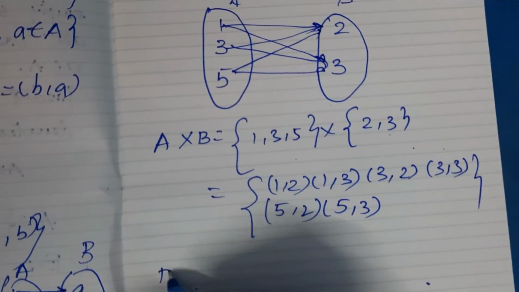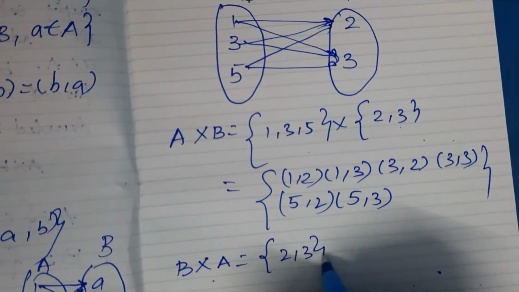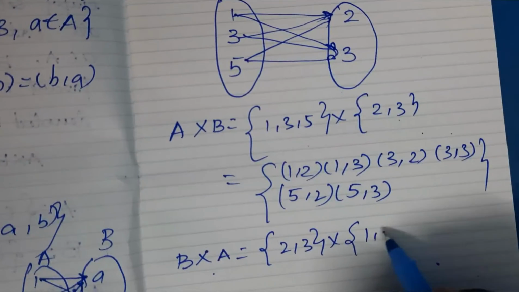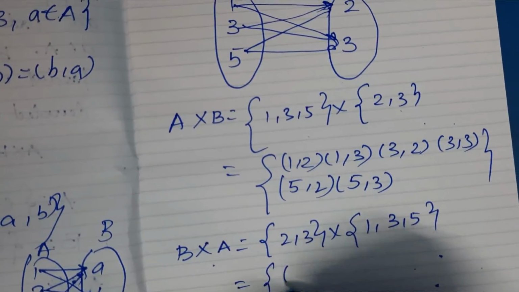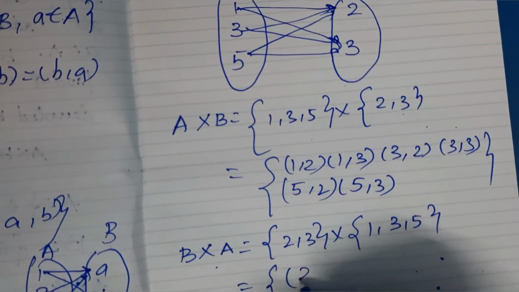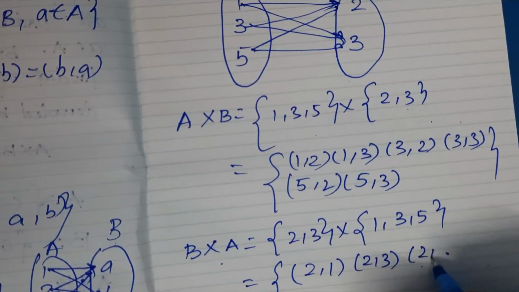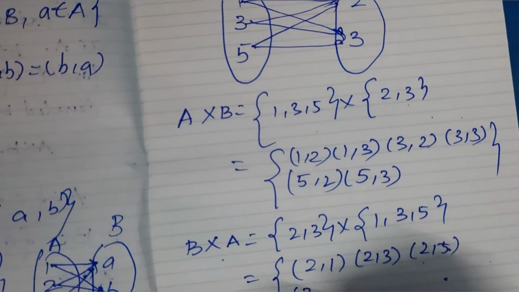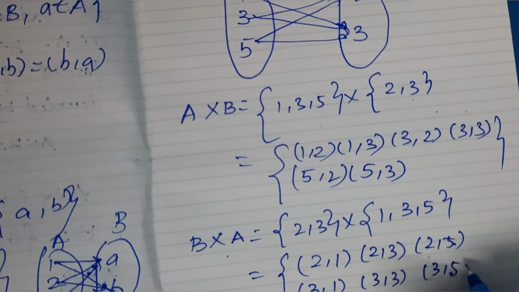Similarly, we can find B cross A also. First write B, {2, 3}, cross next to A, {1, 3, 5}. And here the possible pairs are 2, 1; 2, 3; 2, 5 and 3, 1; 3, 3 and 3, 5.